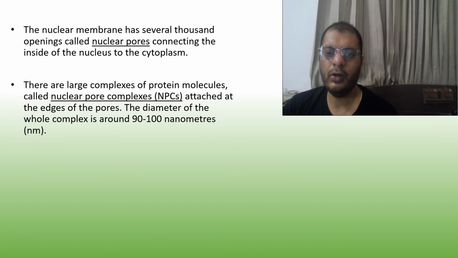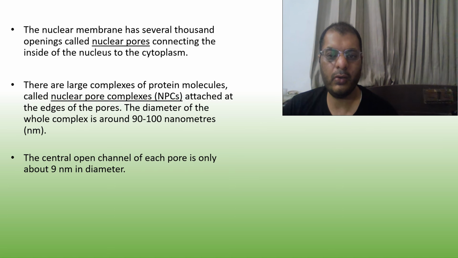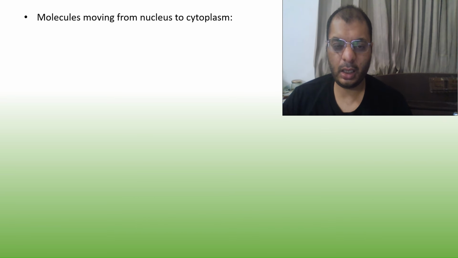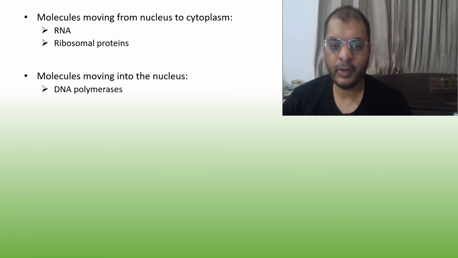However, the central open lumen of each pore is only around 9 nanometers in diameter, and through this 9 nanometer wide channel, molecules with molecular weight of around 44,000 daltons can pass through with ease. Now we'll talk about some of the molecules which actually move into and out of the nucleus through these nuclear pores. Molecules moving out of the nucleus are RNA and ribosomal proteins. And molecules moving into the nucleus are DNA polymerases, carbohydrates, signaling molecules, and lipids.